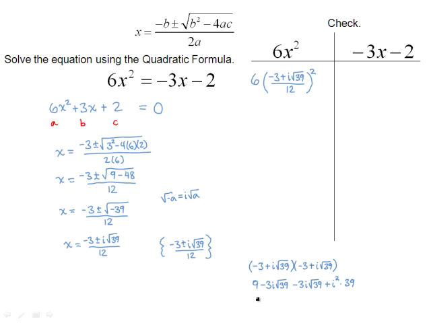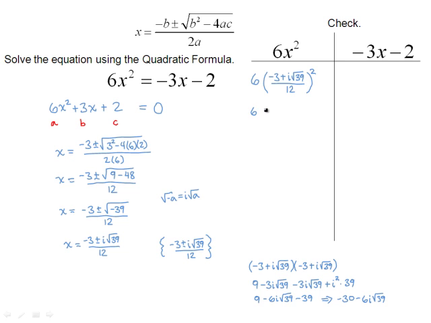So if we combine like terms here, we would have 9 minus 6i square root of 39, and then i squared is negative 1, so we would have negative 1 times 39, so that would give us negative 39. Finally, combining 9 and negative 39, we would have negative 30 minus 6i square root of 39.